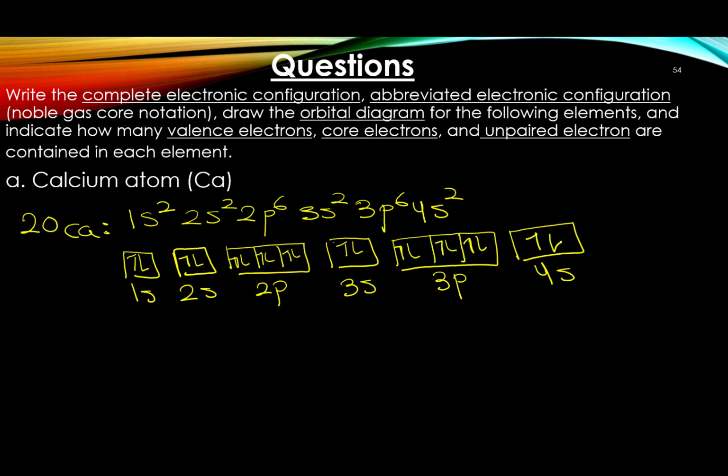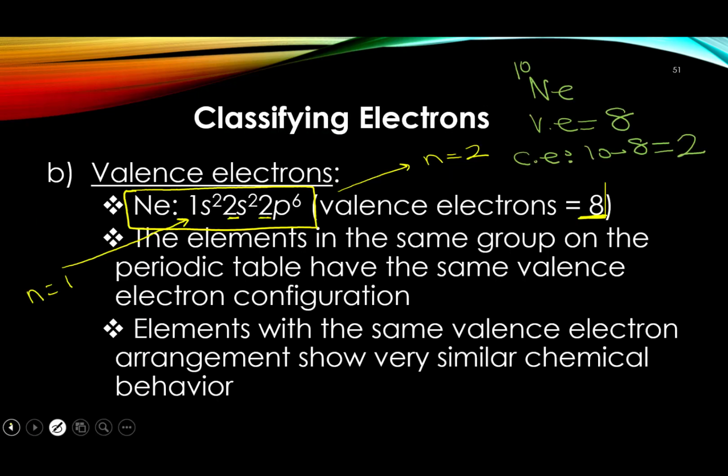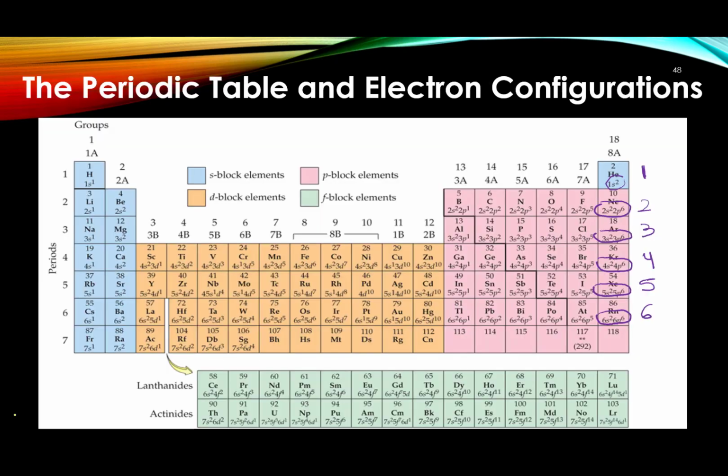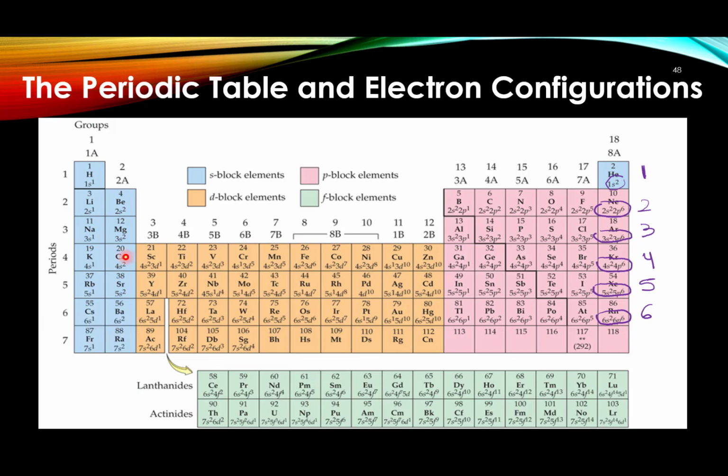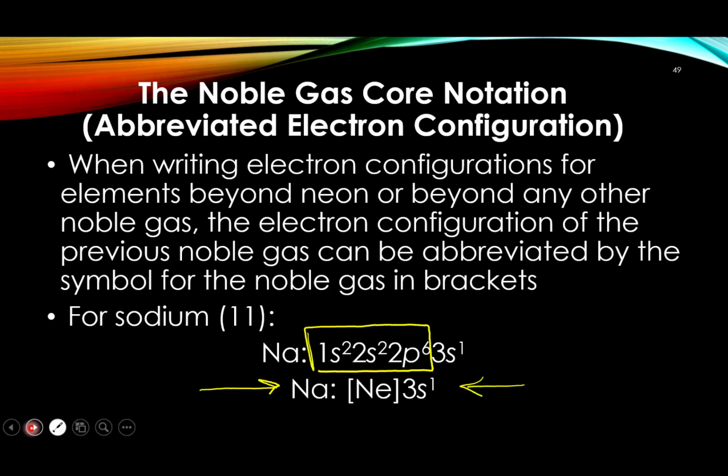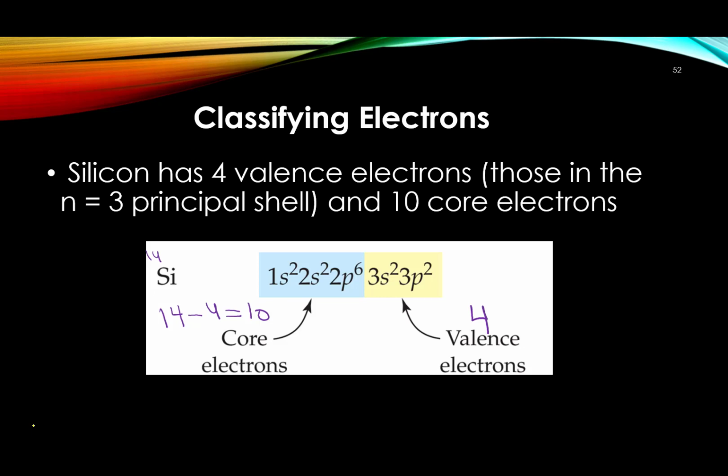Now we're going to do the shorthand. Look at the noble gas that comes before calcium. It's argon. Let me go back to a periodic table. The noble gas that comes before calcium is argon. Argon is in period 3. Then it will be the last orbital. It's going to be 3s2, 3p6.